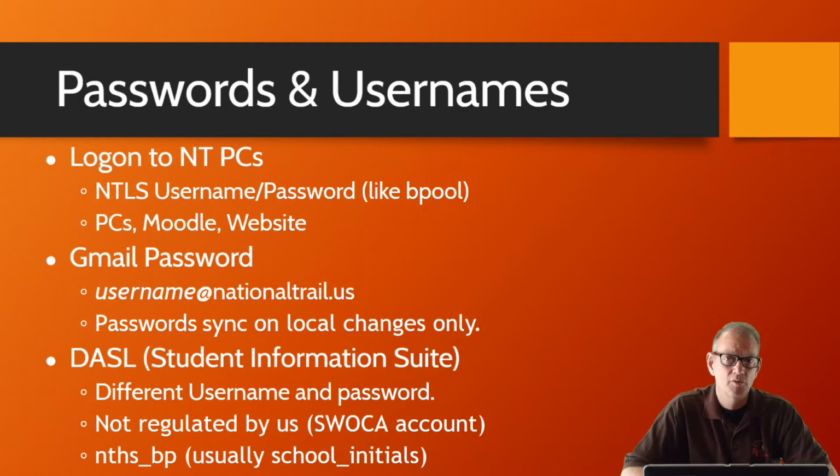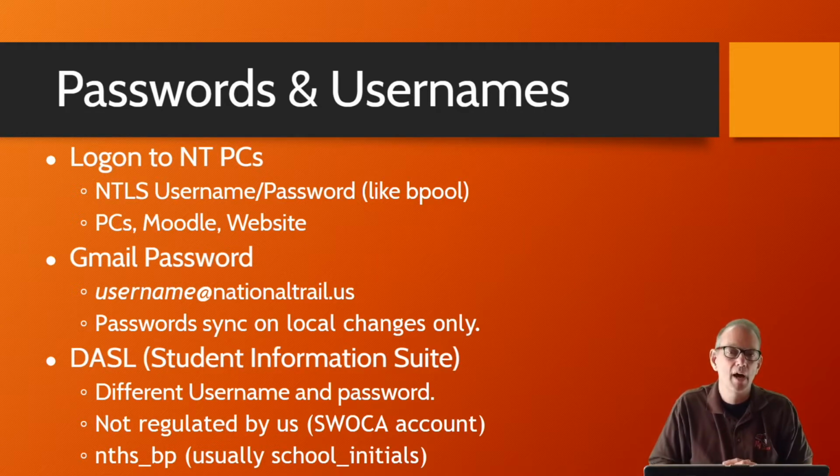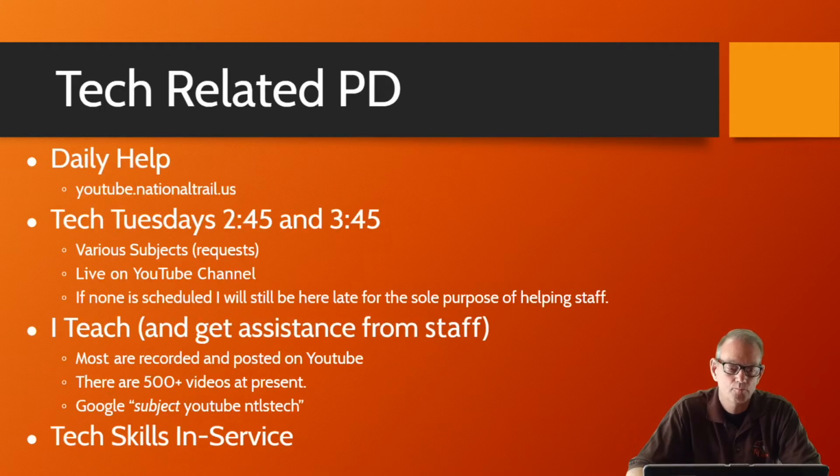Now, Dazzle, which is the student information suite that's part of Progress Book, uses a different name and password, and you get that from the district office. Mine is NTHS_BP. It's probably something like that, but we set neither the username nor the password on that site. You should be getting an email to your Gmail to set that up. And then I would highly recommend going into that and setting all your passwords the same.